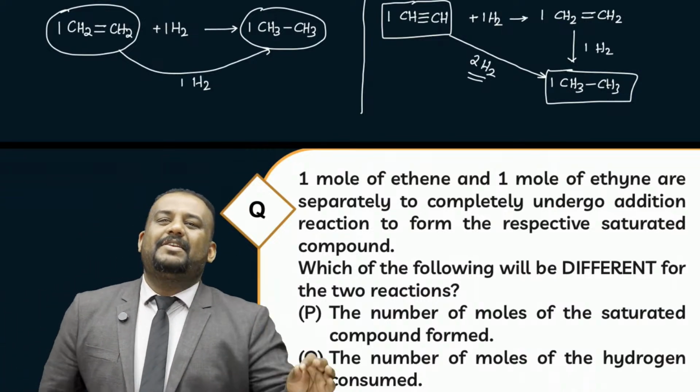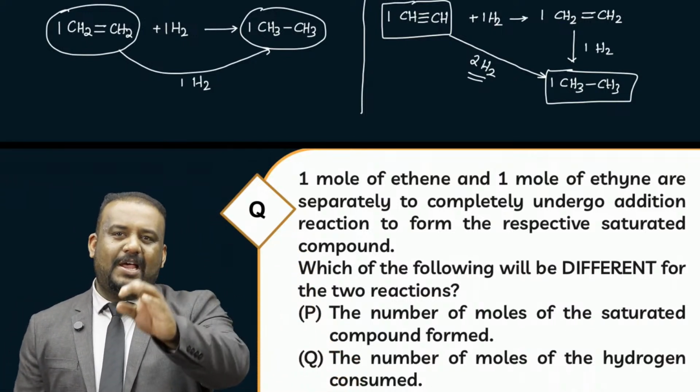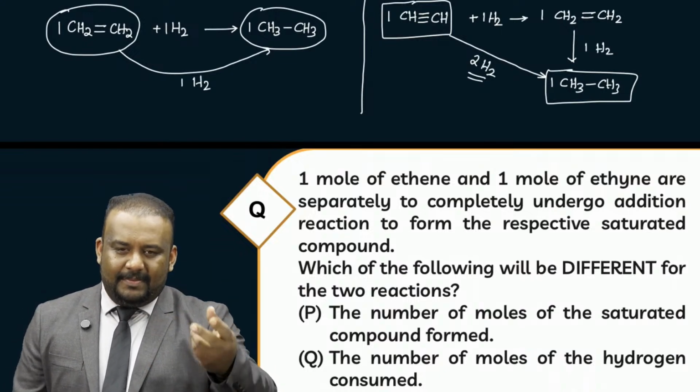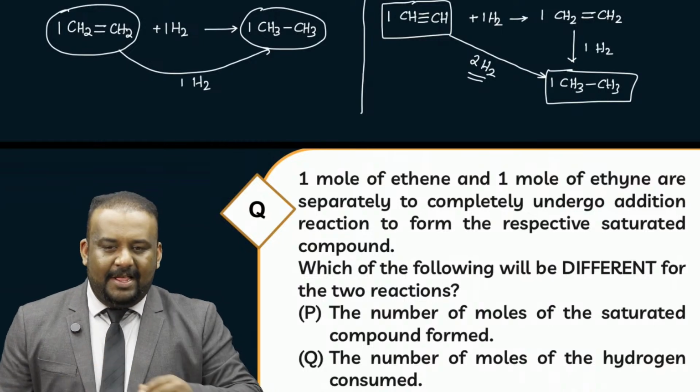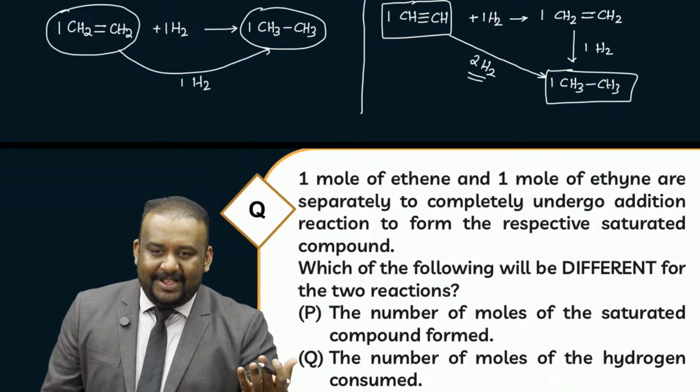Because every addition reaction means what? If you have a multiple bond, into that bond you are adding hydrogen. So if you have a double bond, only 1 hydrogen will add. But if you have a triple bond and you want to make it a single bond, what should happen?